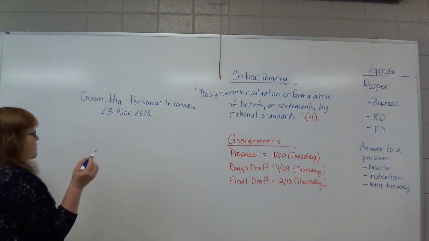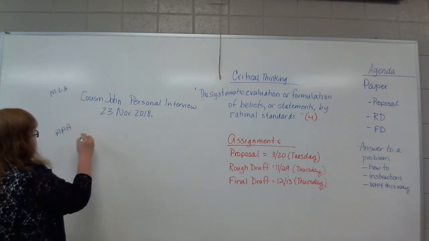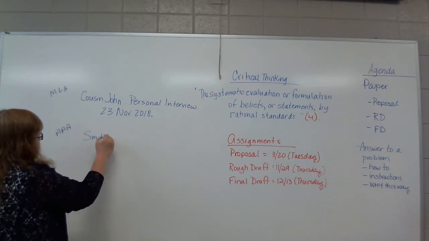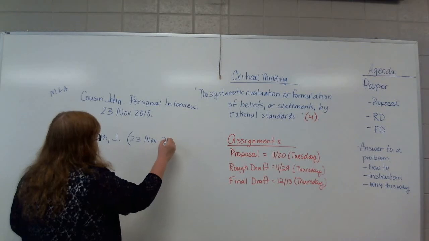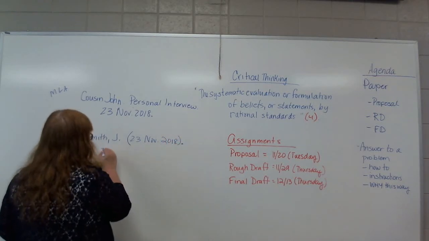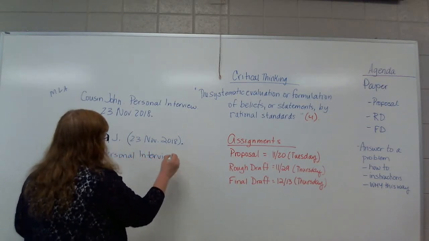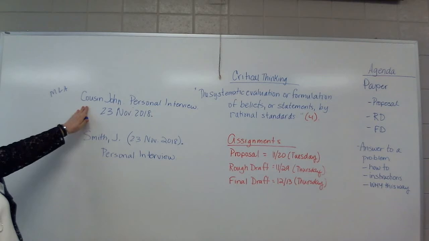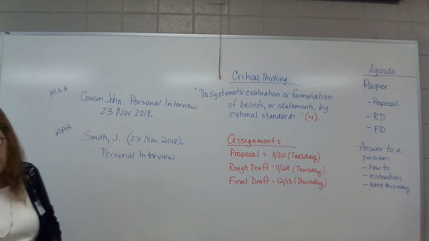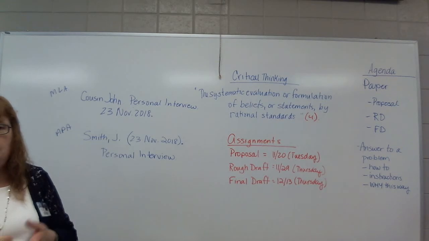This is MLA. If you're doing one for APA, then it's their last name, Smith, J., 23 November 2018, personal interview, and you're done. Use this on your references page, use this on your Works Cited page. Remember, if you have questions about citations and stuff, check the Purdue OWL first. If you can't find it or it doesn't make sense to you, email me.